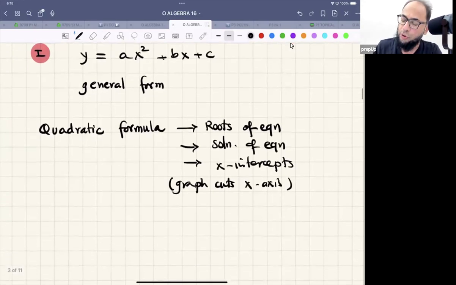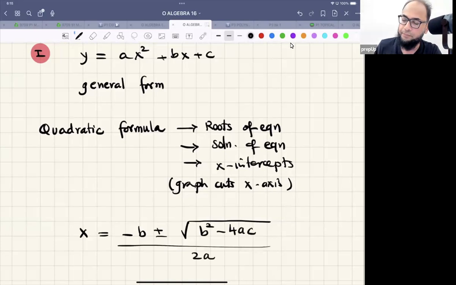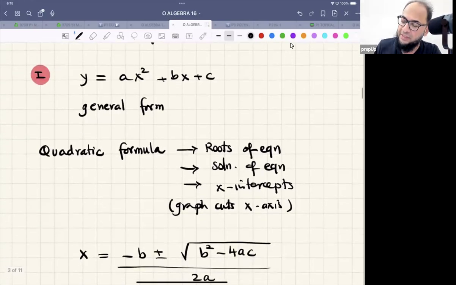And we know how to use the quadratic formula. x equals negative b plus or minus the square root of b squared minus 4ac, the whole thing divided by 2a. So that is the first application of the quadratic formula. So that is one application. So this is part A.